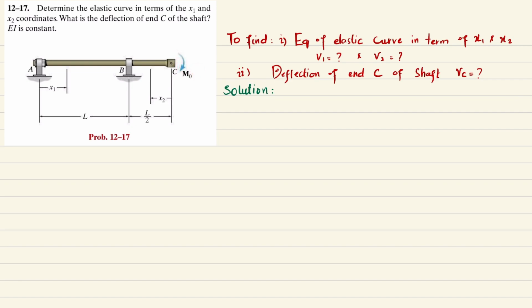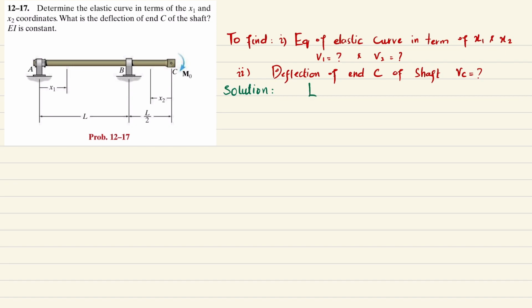So we have two coordinates, one is x1 in this direction, another one is x2 which is in this direction. We have to find the equation of the elastic curve in terms of v1 and v2, and at this end we have to find the deflection which is vC. You can see that due to this loading the deflection curve will be like this, so we will find this. So let's start with the solution.